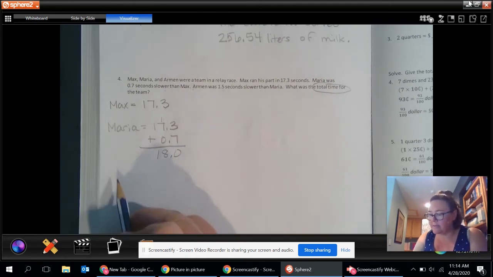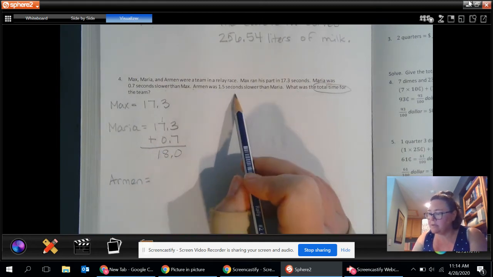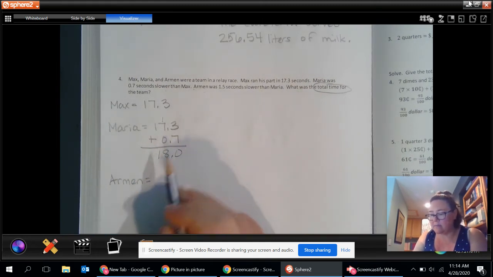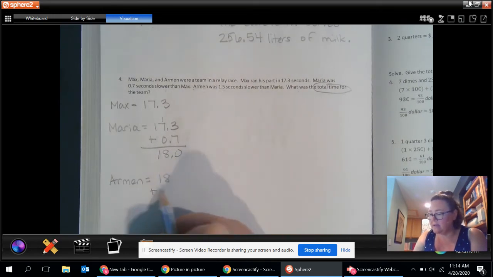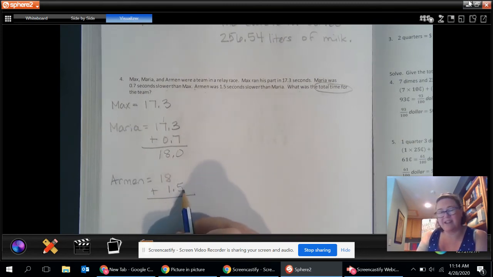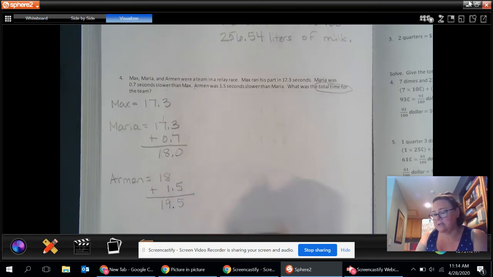Then it says Armin. So let's find out dear Armin's time here. Armin is even slower than Maria. So we're going to take Maria's amount and we are going to add, you might have heard me say 1.5, 1 and 5/10. 5/10 is the same as a half. So we've got a 5, that would be 9, so 19.